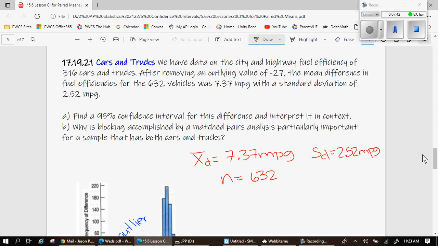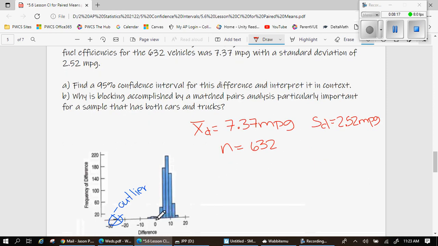We need independence, so we need to know that the differences for the city and highway fuel efficiency for all of these cars should be independent. Well, 632 cars should be less than 10% of all vehicles, and the differences should be independent. It wouldn't make sense to me that the fuel economy of, like, a Prius would affect the fuel economy of a Ford F350. So we should have independence here, and our sample size is very large. So even though we have a bit of skew in our histogram, even after we remove the outlier, our sample size is very large. So using a normal model would be appropriate.